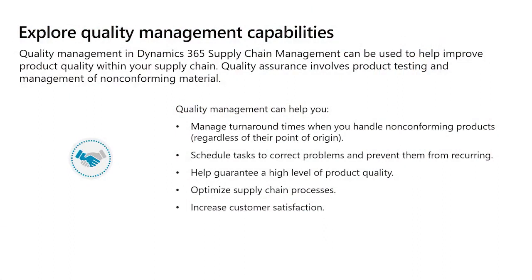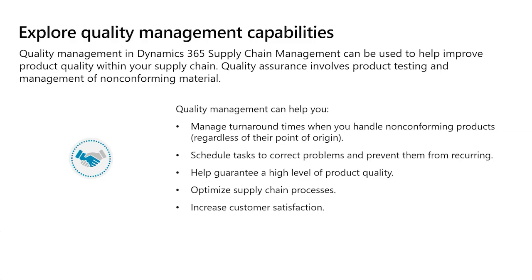So inside of the manufacturing industry, you're going to hear the term QA, or quality assurance. And quality assurance involves the product testing and basically how you manage non-conforming material. And basically a non-conformance is any type of problem with that product.